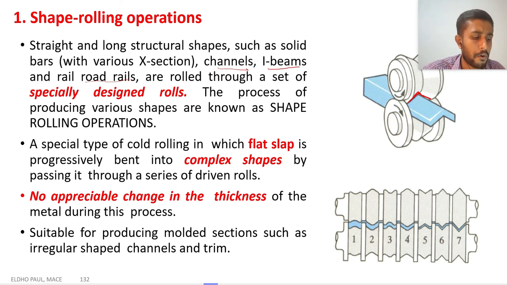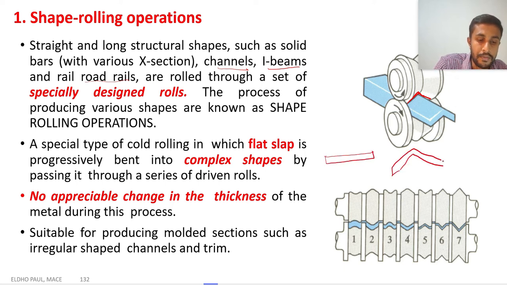So it is a special type of cold rolling in which a flat slab is progressively bent into complex shapes. Okay, so it's not a single process. We cannot make a flat material into a particular shape using a single rolling process. It is a progressive rolling process. We use multiple rollers for converting the workpiece into a required shape. Okay, so this is a progressive bend. Progressively we bend into a complex shape when it passes through the series of driven rollers. There is no appreciable change in the thickness of the metal during this process. This is an important characteristic of this shape rolling process.